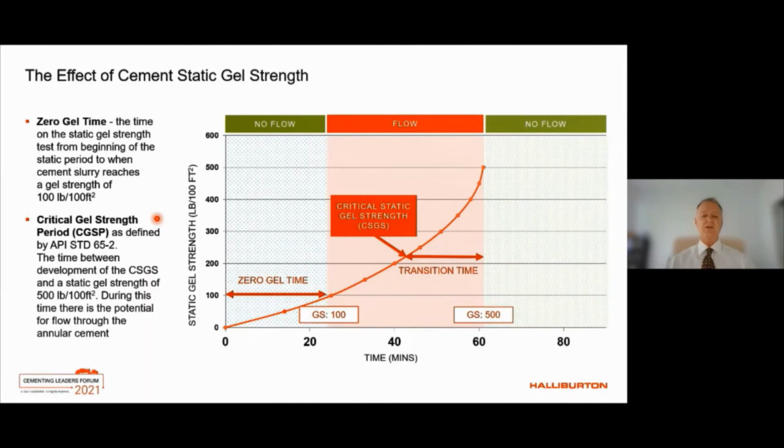Secondly, the critical gel strength period, or CGSP, defined by American Petroleum Institute Standard 65 Part 2 as the time between the development of the critical static gel strength and a gel strength of 500 pounds per 100 foot squared. It is during this period that there is potentially unwanted hydrocarbon flow through the unset cement. Tests have shown that when the cement reaches a static gel strength of 500 pounds per 100 foot squared, there is sufficient internal resistance to not allow hydrocarbon flow.